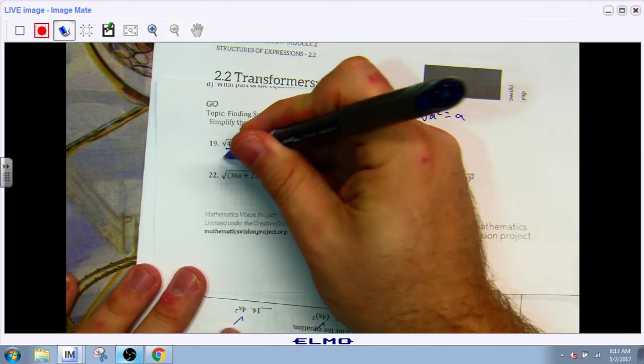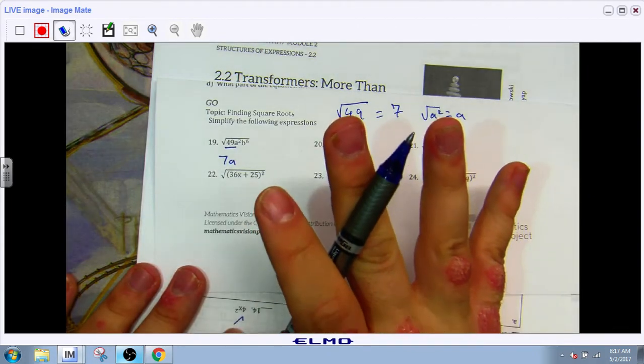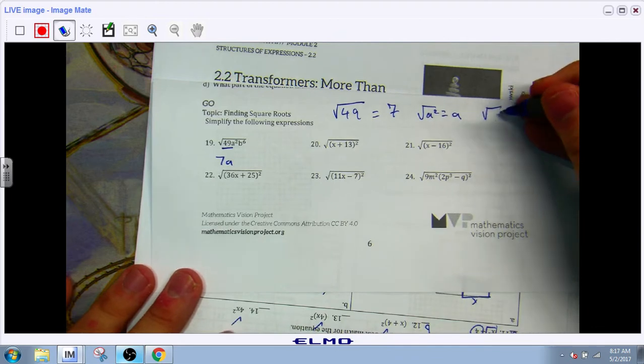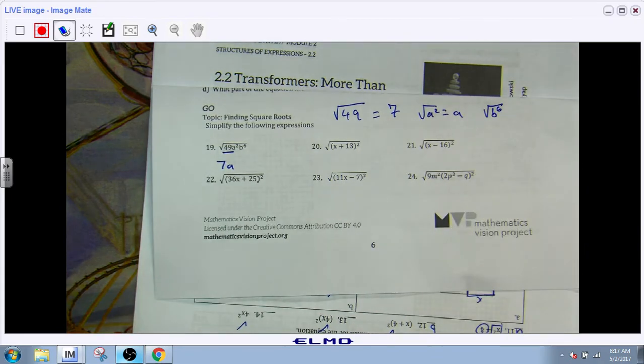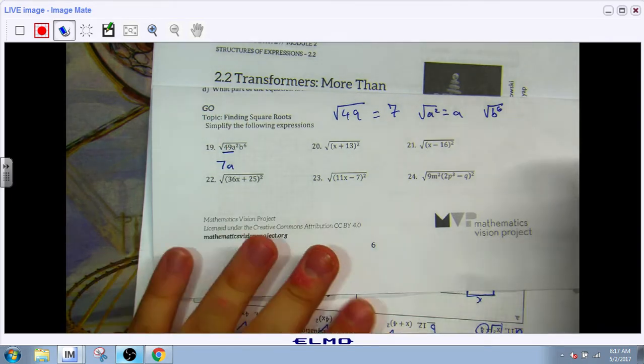So we know that we have a 7a, but now it gets a little bit tricky, because now we have b to the 6th. So what's the square root of b to the 6th? What times itself is b to the 6th? This might be a little bit more confusing. So whenever we're hit with something a little bit more confusing like this, what I like to do is make a little factor tree.